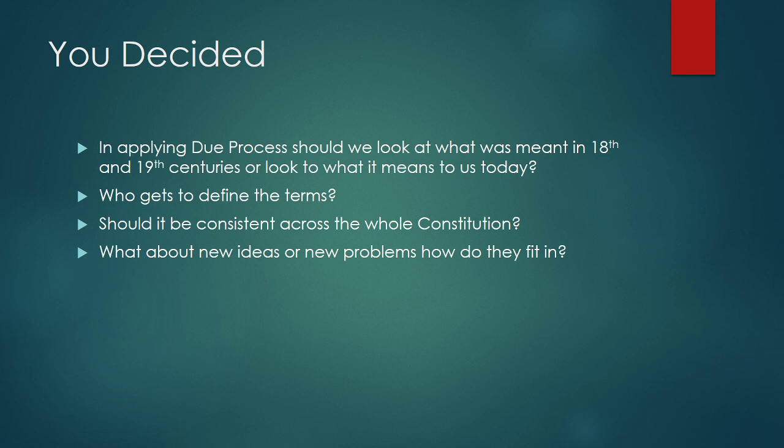Now, you're going to have to make this decision yourself because it's being made in the Supreme Court every day. Do we look at the original meaning or the meaning to us today? And who gets to define the terms? If you say, well, we should go back to the 1800s, aren't you really saying that the judge gets to impose his opinion today as to what he thinks it should be? So it's kind of a paradox or a cycle. Should we be consistent across the whole Constitution? Should rights be interpreted one way and government procedure another? And how do we fit on new ideas and new problems? How do we address them? Okay, well that is our last lecture in this, and I will stop here and wish you well.